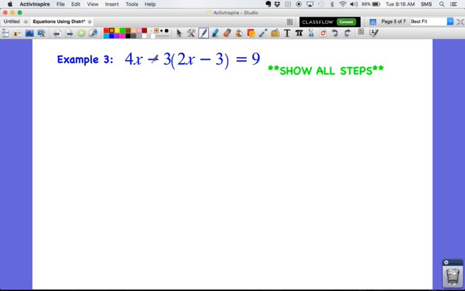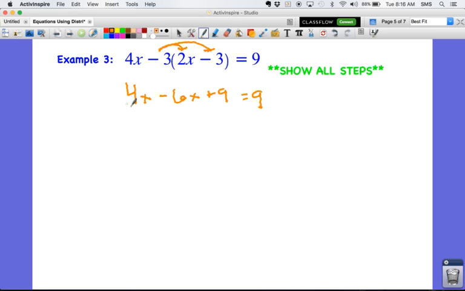So what I'm going to do is the distributive property. I'm going to do negative 3 times 2x, negative 3 times negative 3. This 4x, we haven't done anything with that, so I'm just going to bring that straight down. Negative 3 times 2x is negative 6x. Negative 3 times negative 3 is positive 9. And all of that's equal to 9. This hasn't changed either. So all we did was simplify just this one piece, and I rewrote everything else.